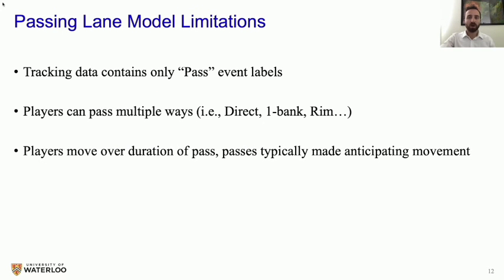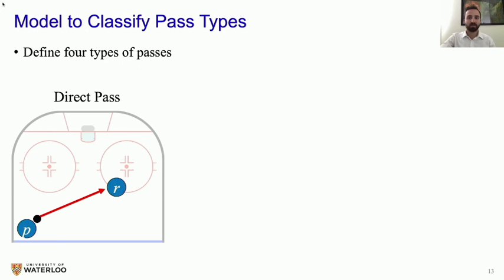While a good initial model, there remain several limitations, such as only modeling direct passes and treating players as static objects. Our first contribution of this work is to identify different types of passes in the tracking data. The event dataset only contains labels for a pass and not what type of pass was made. We identify 4 different classes of passes.